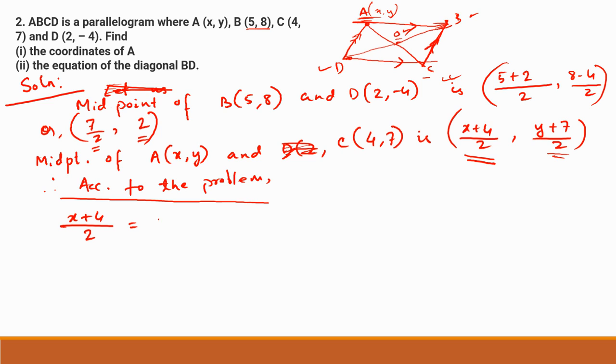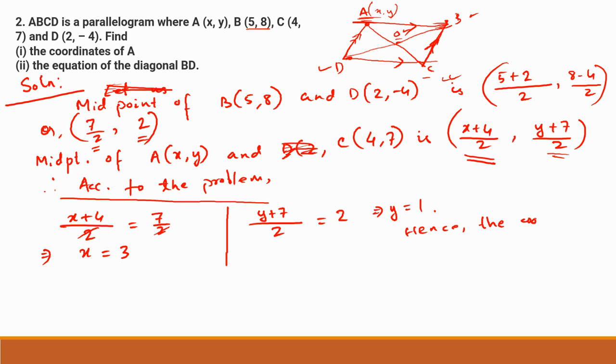x plus 4 by 2 equals 7 by 2. This implies 2 and 2 get cancelled. x equals 3, and you can form it like this, which is y plus 7 by 2 equals 2. Alright, so this gives us y equals 1. Hence, the coordinate of A is given as 3 comma 1.